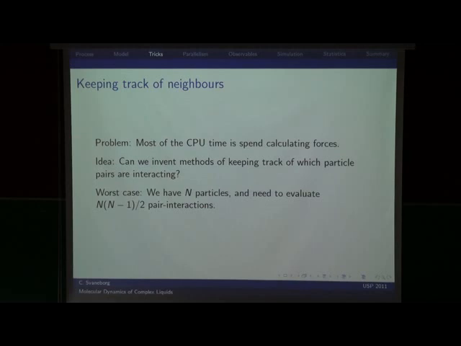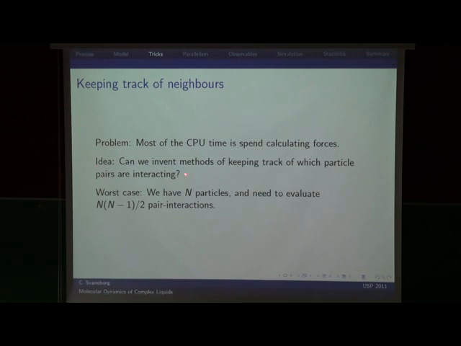Okay, so that was the part on discussing models. Before I can discuss how to simulate something, I need to introduce a few tricks that actually make it possible to simulate those things. One very important question is, when you do a simulation with the naive molecular dynamics routine I showed you, you spend by far most of the time calculating the forces. So the question is, are there optimization tricks that we can apply to calculate forces faster?